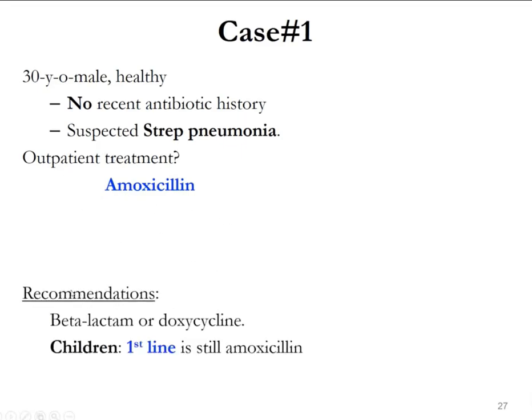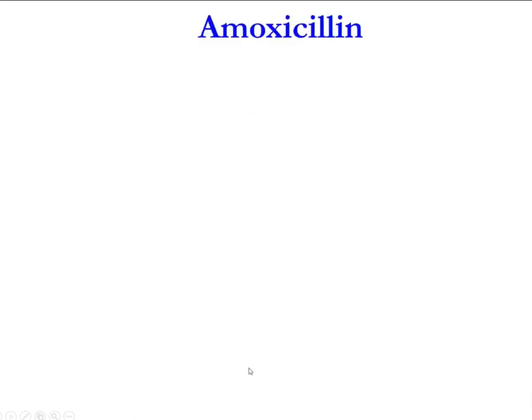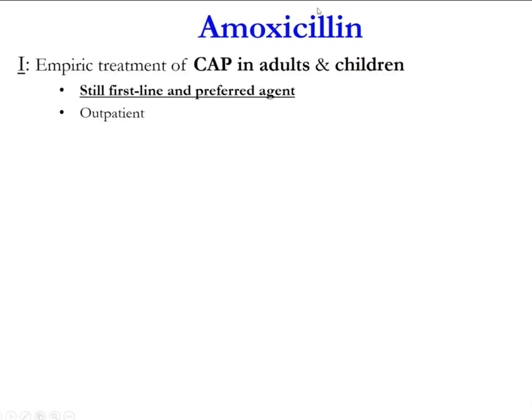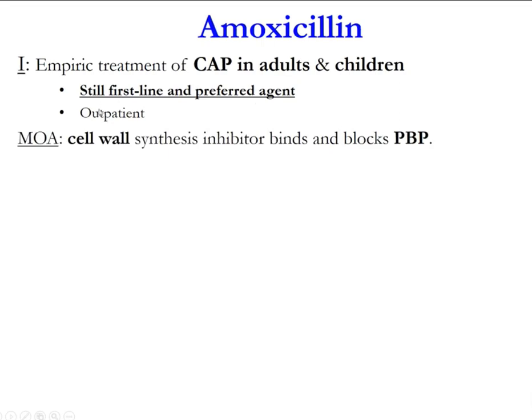So my role is to remind you all about amoxicillin. Recommendations: beta-lactams, or if there is any allergy, or if the patient cannot tolerate, or if there is a history, you can go for doxycycline. Otherwise, first line is still amoxicillin. Children, first line is still amoxicillin. These are direct sentences I took from the CDC reference and those links. Amoxicillin, empiric treatment of CAP in adults and children, is still first line and the preferred agent.